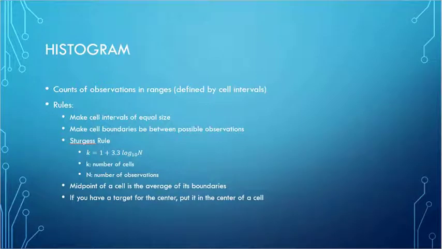So the next tool that we're going to use to look at this data is a histogram. And you should have seen this in statistics, but I'm going to show you how to do it in Excel. Essentially, a histogram is counts of observations in ranges that are defined by cell intervals. And there are some rules for how to make a good histogram. In general, the cell intervals should be of equal size, and you'd like the cell boundaries to be between possible observations, so there's not a question about which bucket a particular observation should be in. We define the midpoint of a cell to be the average of its boundaries, and if you have a target for what you'd like the center to be, then you should put it as the midpoint of a cell.